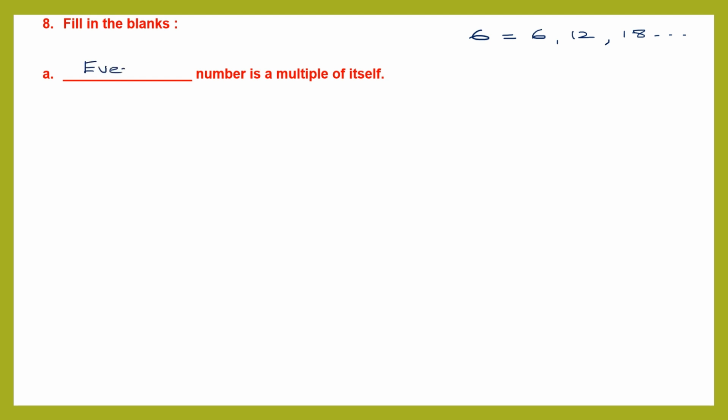Question 8. Fill in the blanks. A dash number is a multiple of itself. So let me take an example here. Now if I take 6, let me write the multiples of 6. 6 ones are 6, 6 twos are 12, 6 threes are 18 and so on. Now here the sentence says dash number is a multiple of itself. Look at this. Every number is a multiple of itself. Can you see? If I take the multiples of 6, 6 is a multiple of 6 itself, isn't it? So here in the blank, I can write every. That means every number is a multiple of itself.